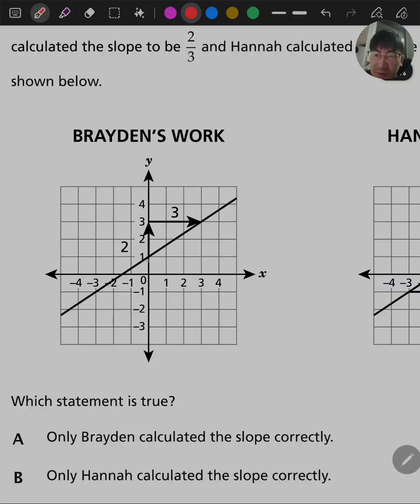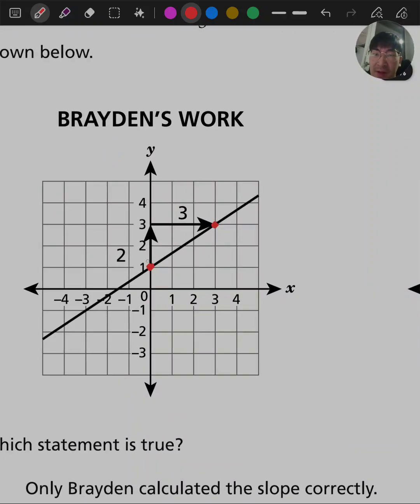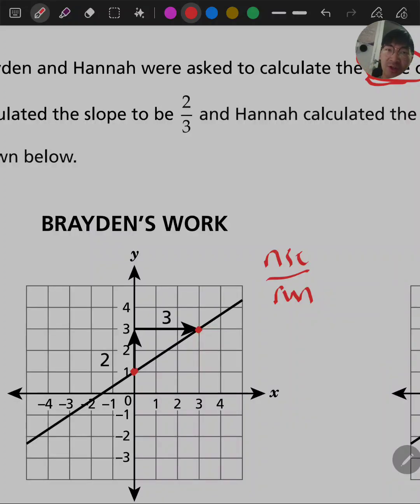Brayden's choice of two points was this one and this one. This is a very nice point, the y-intercept, because at the y-intercept, x is always 0. So he chose this point and he calculated what the rise was and what the run was. Rise is the change in y, and y controls the height. There's only two directions for the y: positive if the numbers are getting bigger, and negative if it's getting smaller. And the x controls left or right.